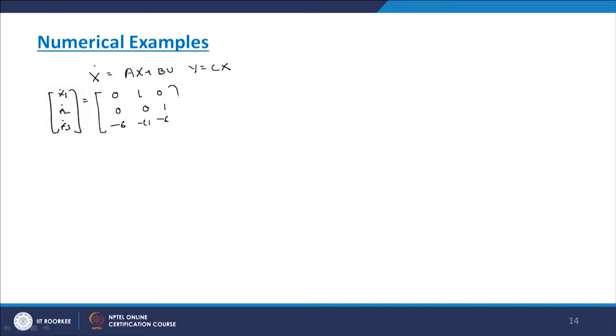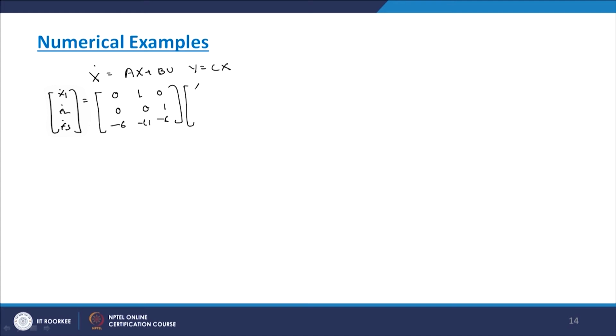So, we start with an example. We will take the example x dot equal to Ax plus Bu, and y equal to Cx, and here the model I am taking as 0 1 0, 0 0 1, minus 6 minus 11 minus 6.